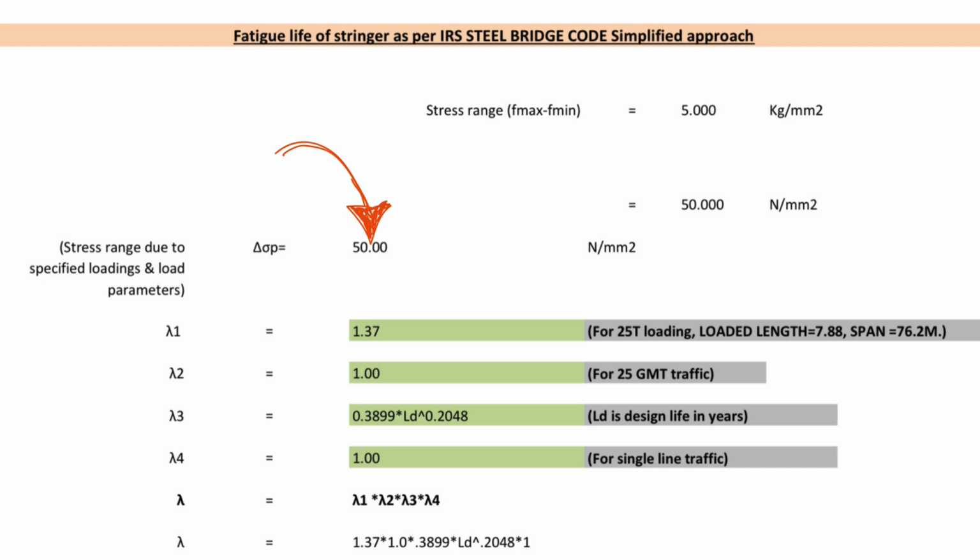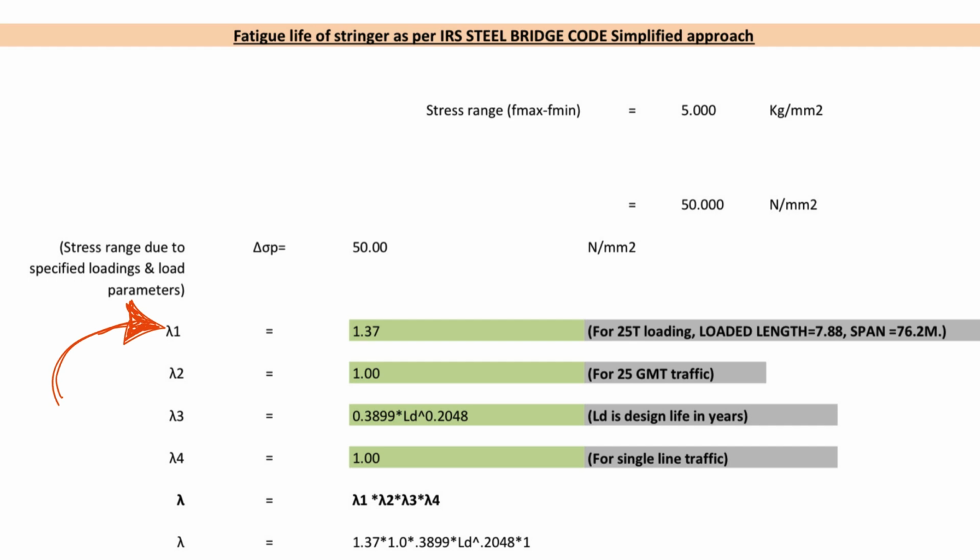Let's assume, for the sake of simplicity, that the stress range, delta sigma p, in this case is 50 Newton per millimeter square. The next parameter to be found out is lambda. We know that lambda is the product of four damage equivalent factors, lambda 1 to lambda 4. Now we will calculate them one by one. Let's start with lambda 1.